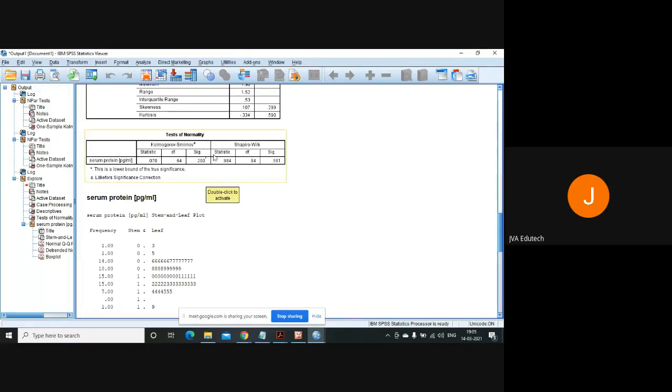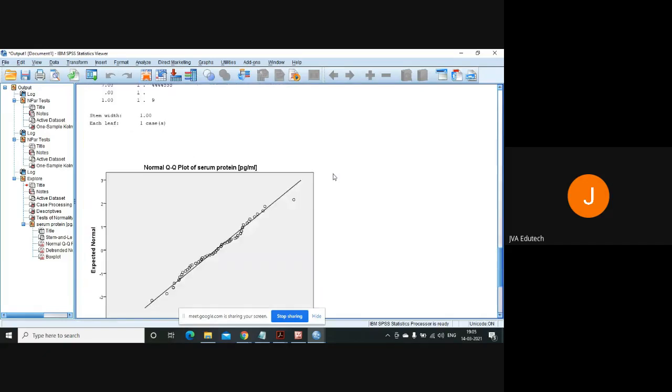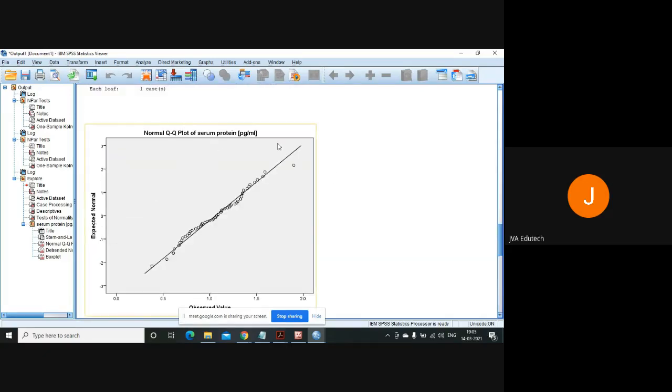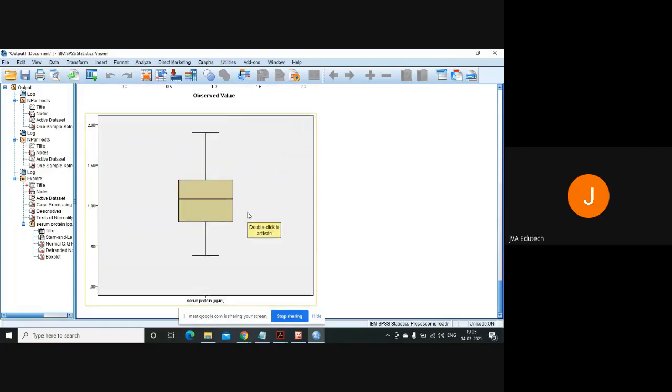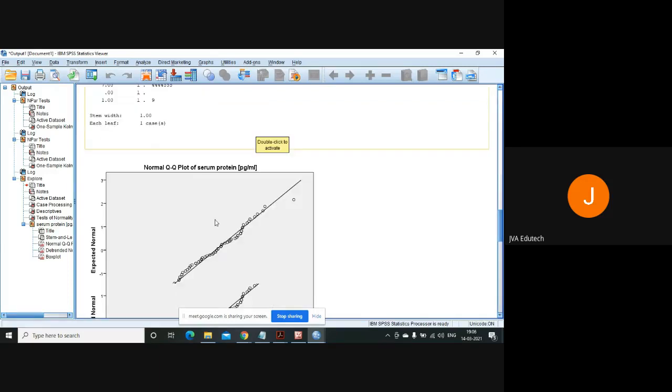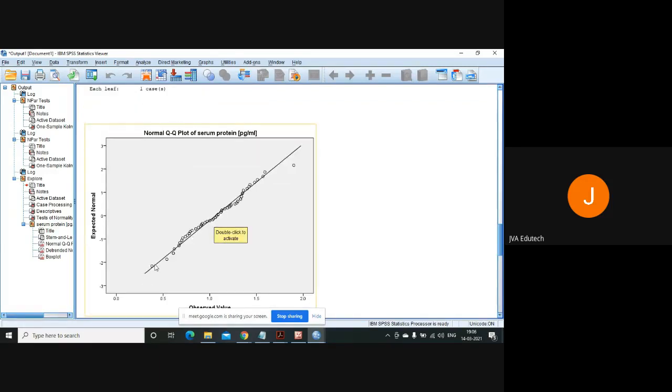Now, when you perform this, it will also give you a normal QQ plot. This is a graphical method. See these data points, if they are very close to this diagonal line, then you can say that the test distribution is normal. We have tested only one variable here, and you can see that all the data points are close to this line. So you can say that the test distribution is normal.